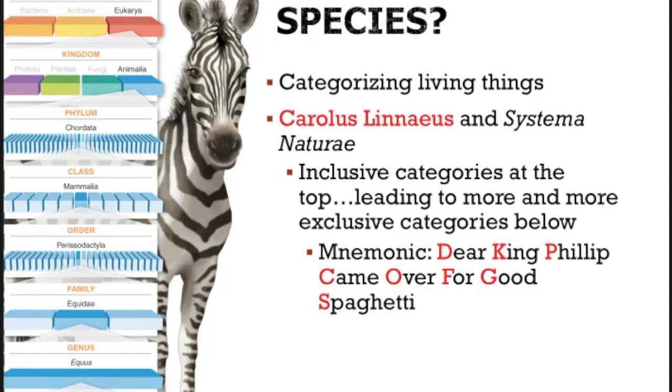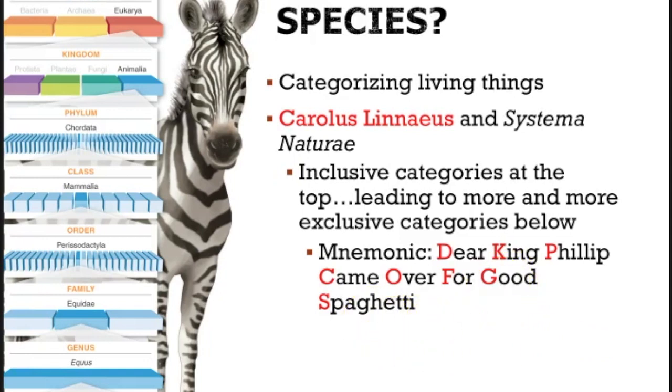Luckily, I've got a mnemonic for you. The mnemonic is: Dear King Philip came over for good spaghetti. Domain, kingdom, phylum, class, order, family, genus, specific epithet. And remember, the species name is made up of both the genus and the specific epithet.